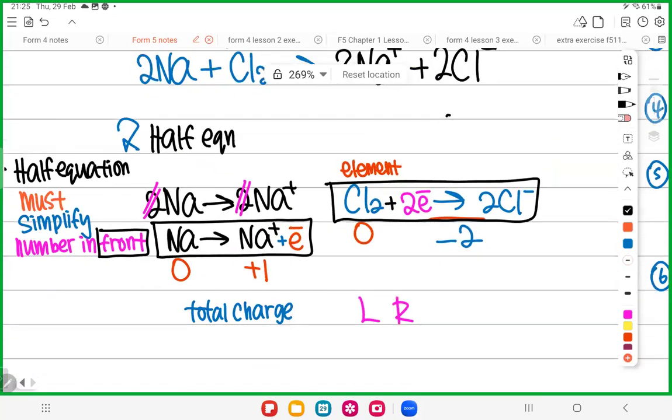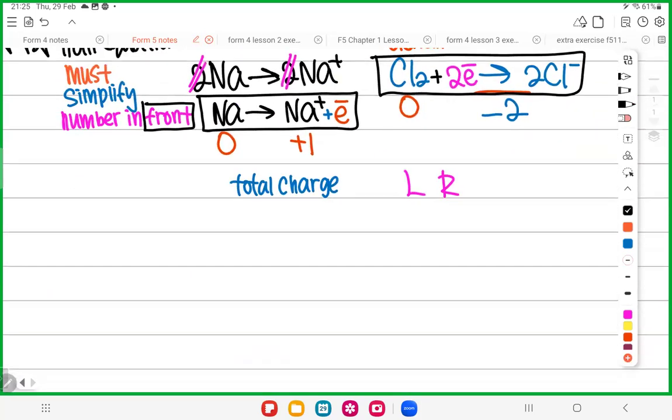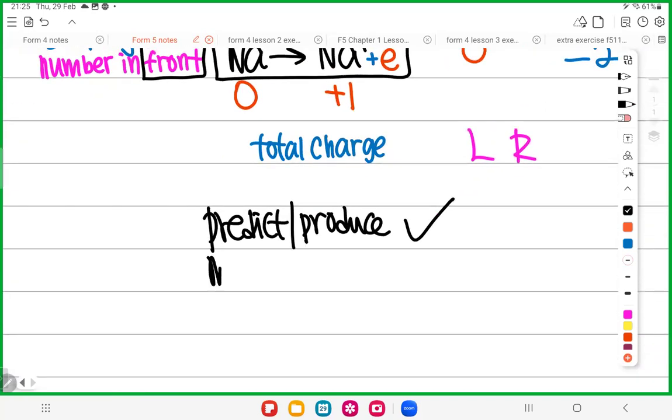So I hope everyone can see step by step how I produce the half equation. I want you all to learn how to predict or how to produce your own half equation. I don't want you to memorize your half equation. I don't want that. Okay? I want you to learn step by step how to produce your own half equation. That's what I want from you. Okay?